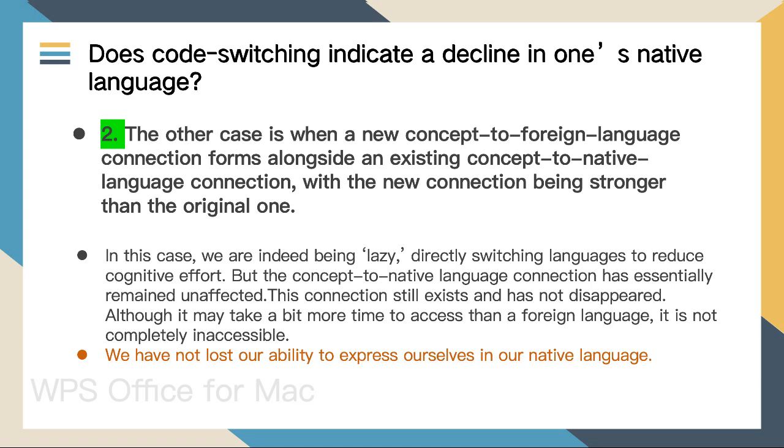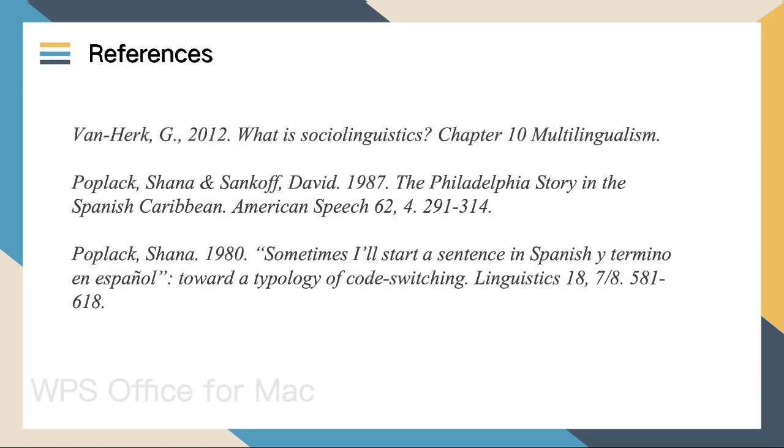The other case is when a new concept-to-foreign-language connection forms alongside an existing concept-to-native-language connection, with the new connection being stronger than the original one. In this case, we are indeed being lazy, directly switching languages to reduce cognitive effort, but the concept-to-native-language connection has essentially remained unaffected. This connection still exists and has not disappeared, although it may take a bit more time to access than a foreign language. It is not completely inaccessible. We have not lost our ability to express ourselves in our native language.